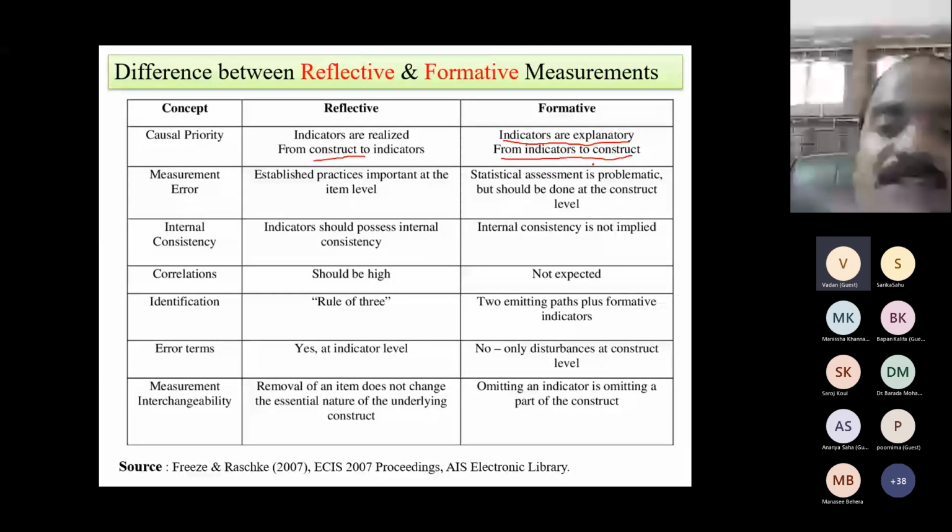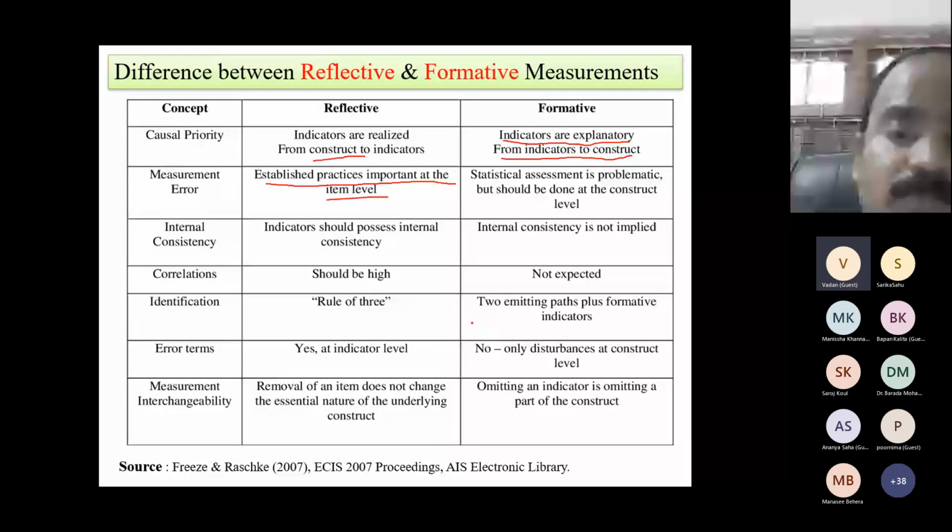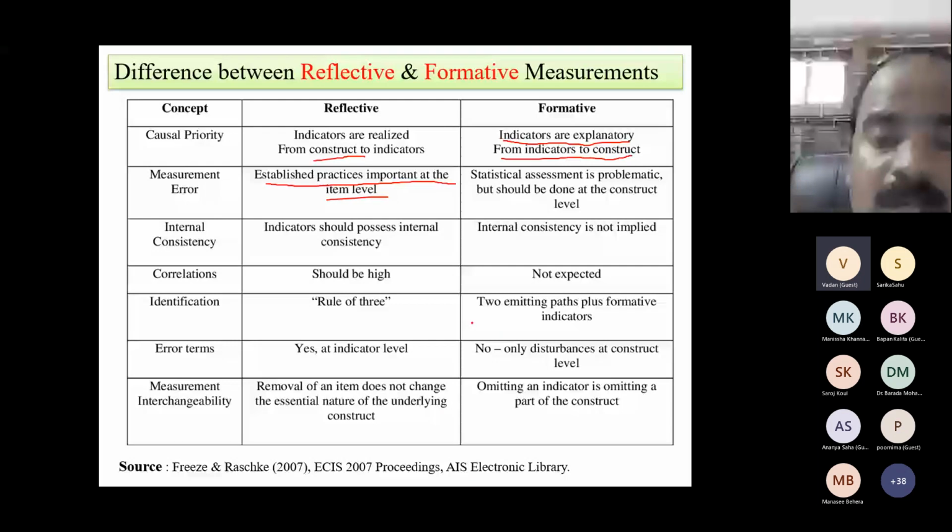Now look at here, measurement error. In the reflective, the practice is established at the item level. Please try to see this. Every item is attached with an error term. But here, that is not the case at all. In Smart PLS, you cannot see that at all.